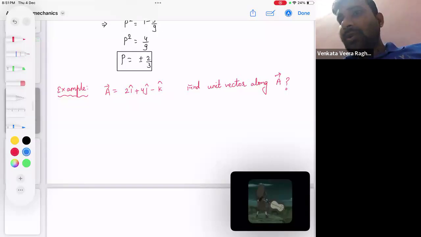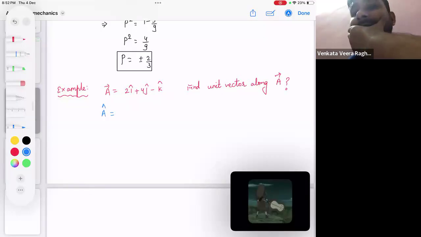How do you represent that? Can you represent it like A cap? Right? Unit vectors are generally represented by what? The vector, and over that we put this cap sign. So that becomes the unit vector. So tell me, what will be the unit vector along A?